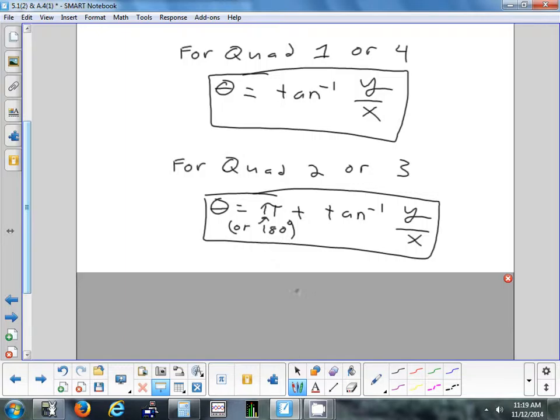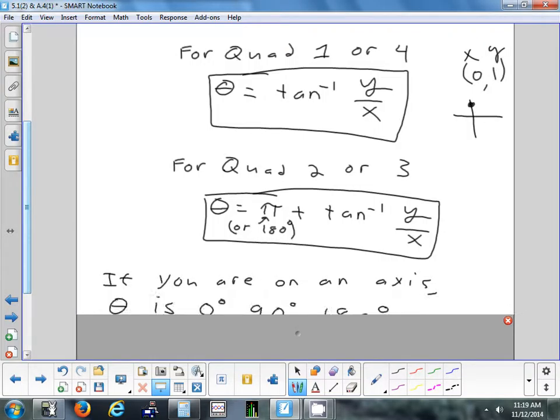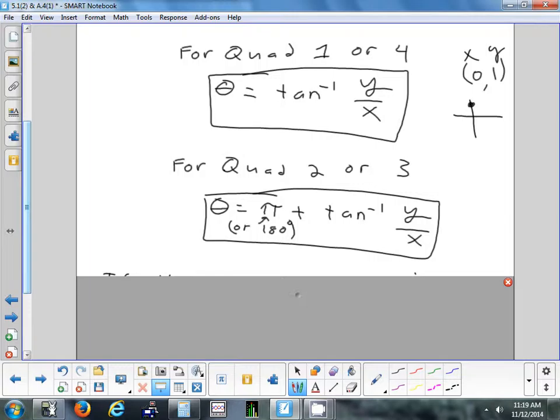Okay, if you're on an axis, what could happen there? Think about if you were at the point, let's say you just went up 1. What's the coordinate if you go up 1? 0, 1. And that's on an axis. X is 0, y is 1. What happens if you try to plug in a 1 in the top here and a 0 in the bottom? Yeah, you can't divide by 0. Okay? So these formulas only work where I'm labeling they work.